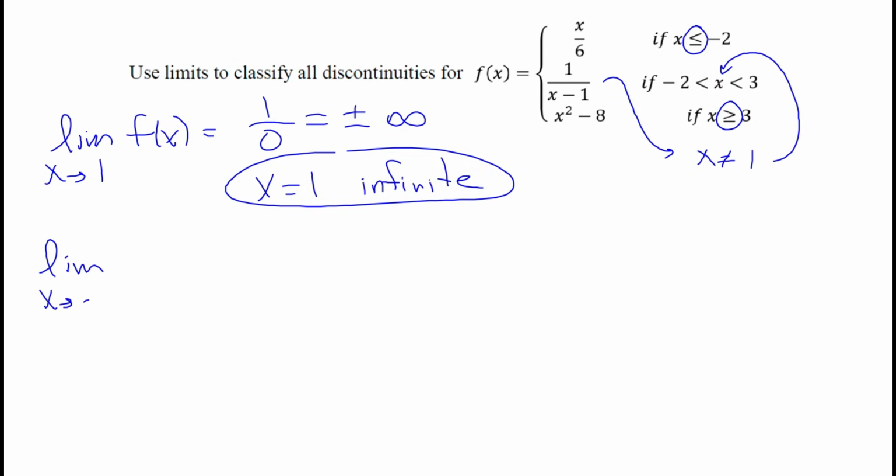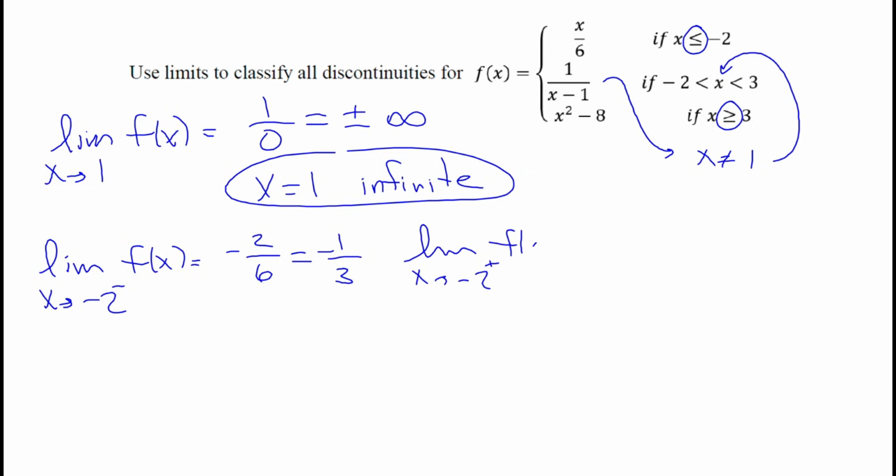So the limit as x approaches negative 2 from the left of f of x, we'll plug that into x over 6, so that's negative 2/6, or negative 1/3. And the limit as x approaches negative 2 from the right of f of x is 1 over negative 2 minus 1, which is also negative 1/3. So therefore, we do not have a discontinuity at negative 2.